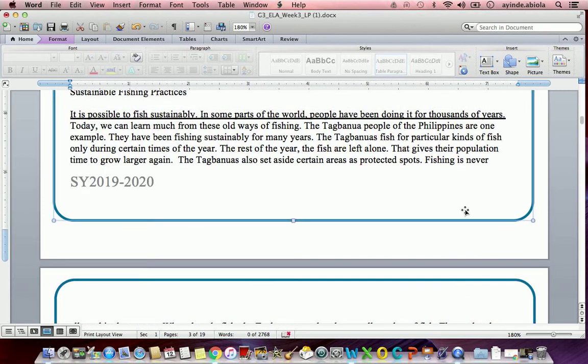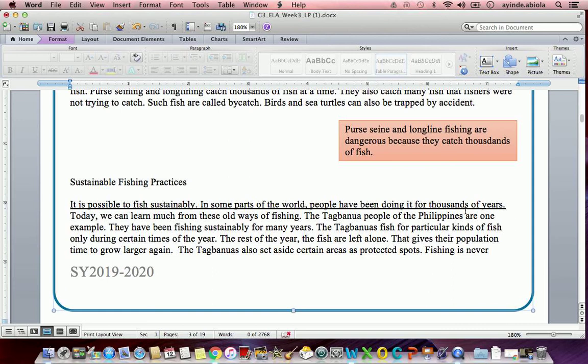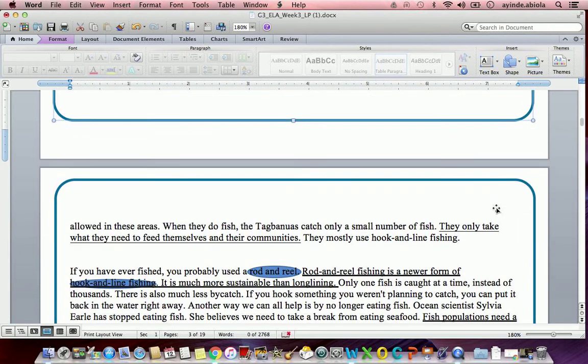So here, again, I found in the beginning of the paragraph most of the key points that I needed for the rest of it. So the first 2 sentences read, it is possible to fish sustainably. In some parts of the world, people have been doing it for thousands of years. For the most part, everything that you read after that is giving you an example of how people are able to fish sustainably. So that kind of captures everything that I need to know.